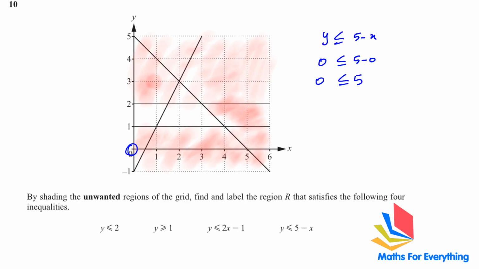And now we'll take the other one. Y is less than or equal to 2x minus 1. Again, we'll write it down here. We are going to use the same point, 0 and 0. 0 is less than or equal to negative 1. No, it does not satisfy our inequality. This point is above the line 2x minus 1 and it does not satisfy our inequality, so this is the unwanted region.